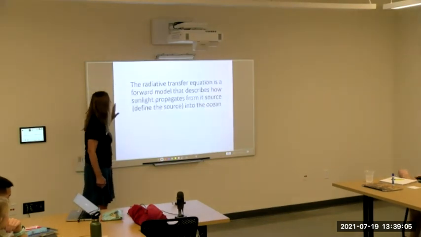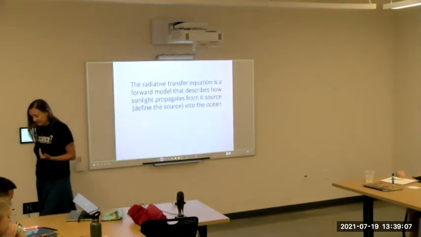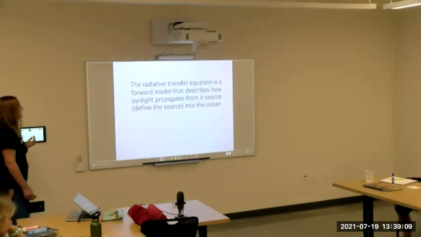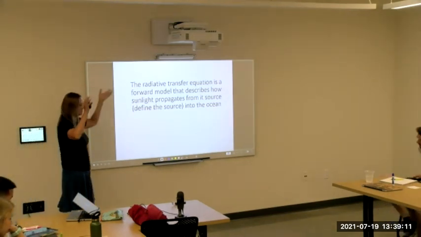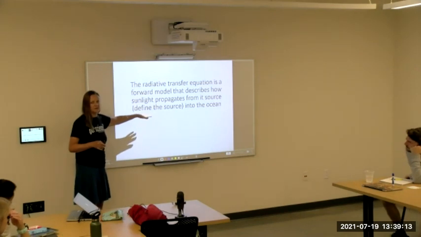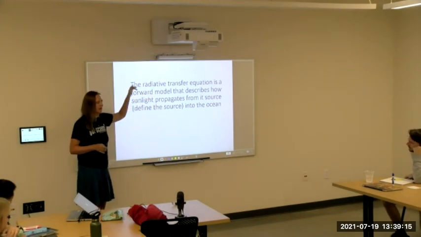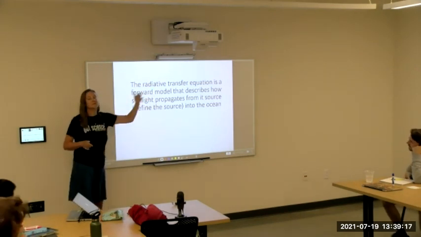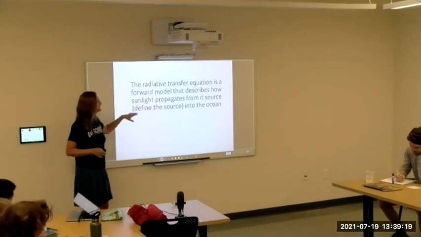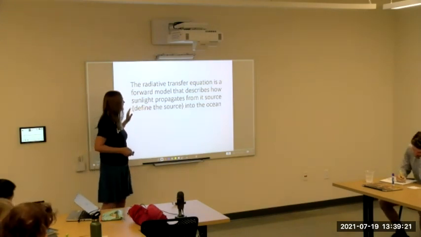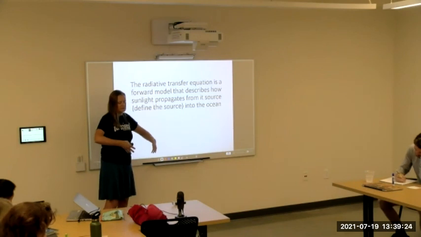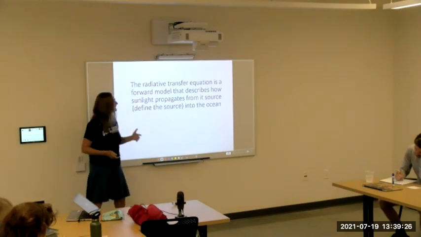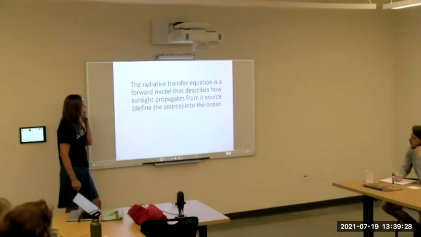Okay. So the radiative transfer equation is a forward model, and it describes how sunlight propagates from its source. But we have to define our source. Is our source at the sun? Is it at the top of the atmosphere? Is it at the surface of the ocean? Is it below the surface of the ocean? What's our source? And how does that light get formulated into the ocean and where we're going to measure it.